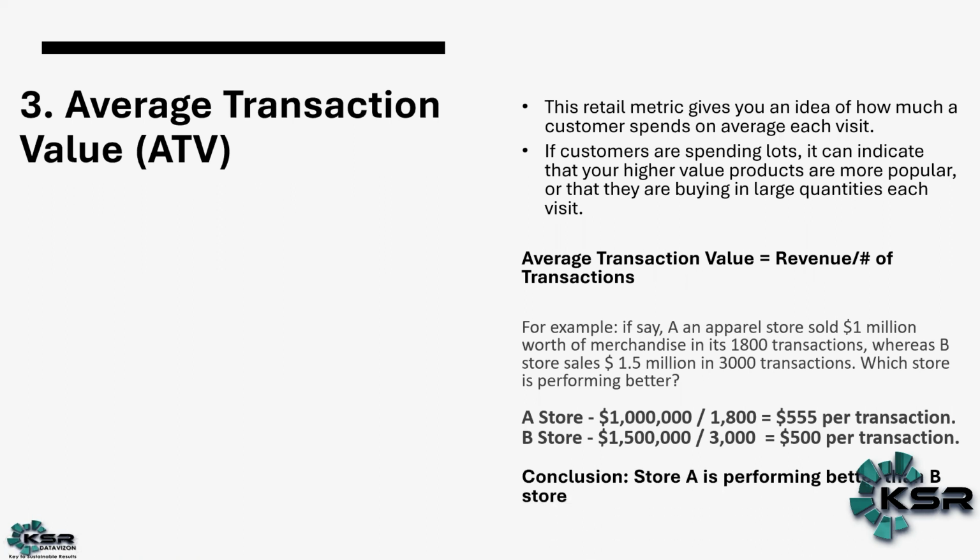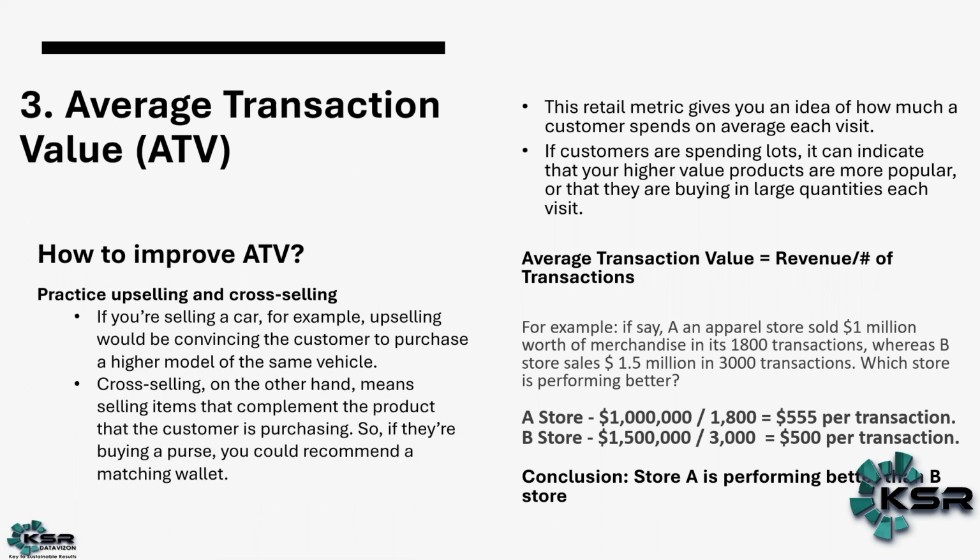Correct? Now the quite obvious question that will come to you: how to improve ATV? If my ATV is going down year over year or month over month, how can I improve my average transaction value? The answer is the same. You follow upselling and cross-selling strategies. Upselling, the same example I have covered, and cross-selling is the same. So you try to either sell a higher priced item, doing product bundling, or you try to sell another product.